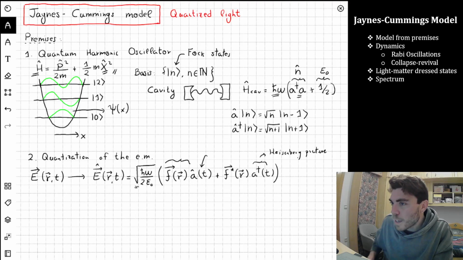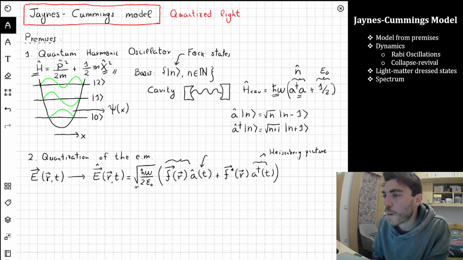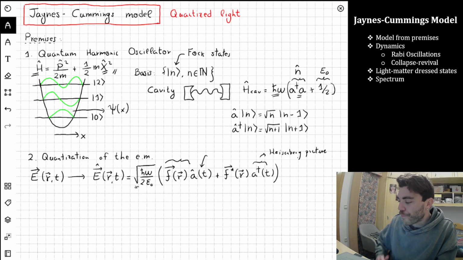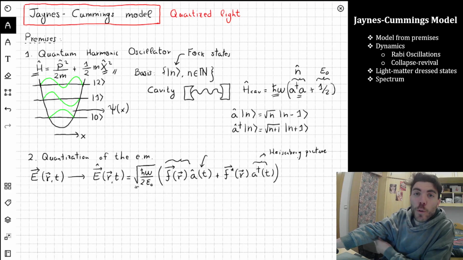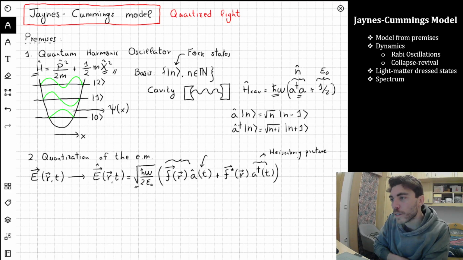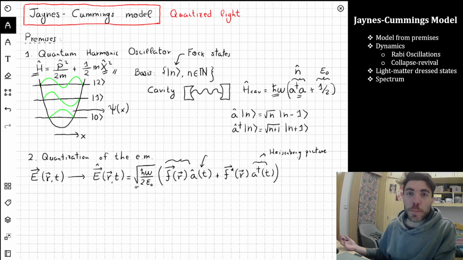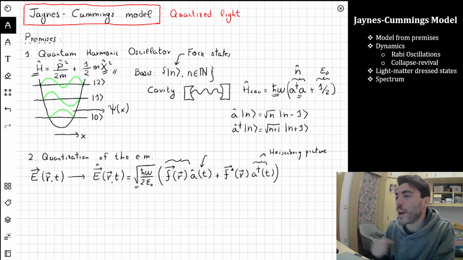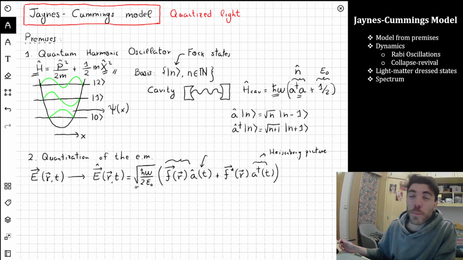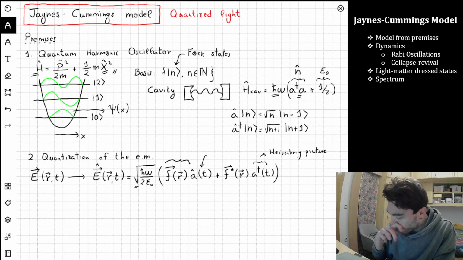And so let's see how this model comes about, and how we can solve it analytically. It's one of the few full quantum models in the interaction between light and matter that can be solved analytically, so it tells you a lot of insight about the physics that is happening. And I would say it's the most important model, clearly, in light-matter interaction. So let's go.